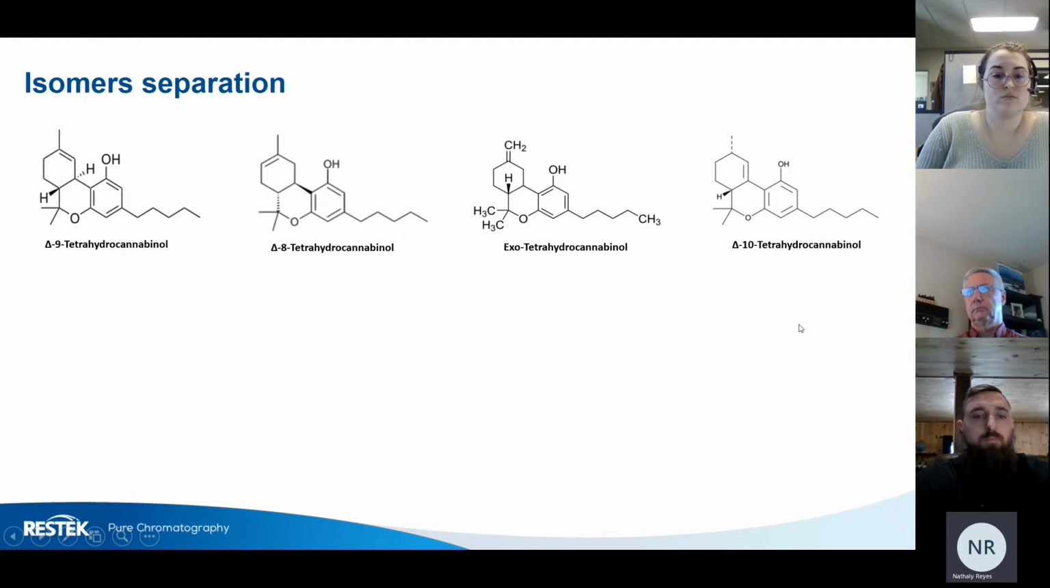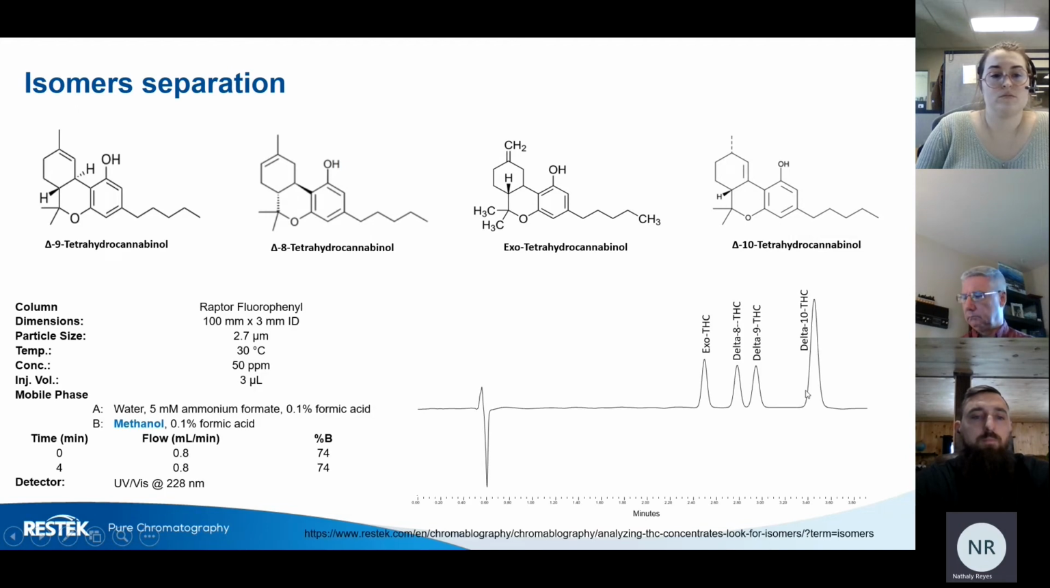Due to the number of inquiries we have gotten about isomers, my colleague was able to develop a method that allows separation among these four different isomers. For this purpose, she used a Raptor fluorophenyl column, and she was able to resolve the four isomers in less than 4 minutes using the conditions shown in the slide. If you want more information, you can visit our blog in the link below.